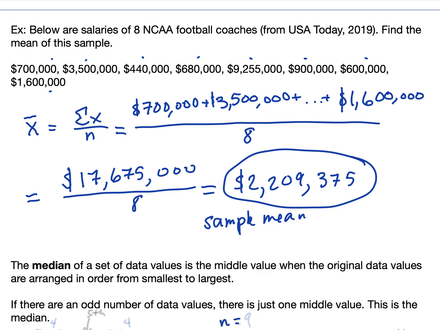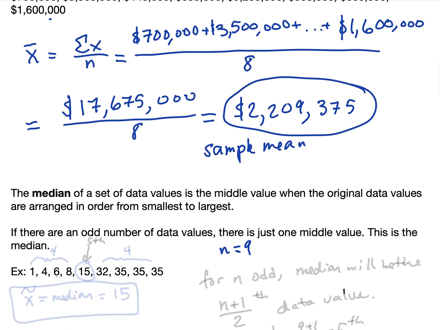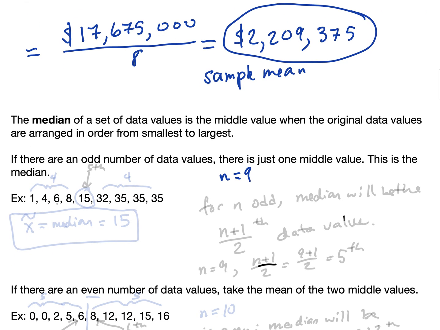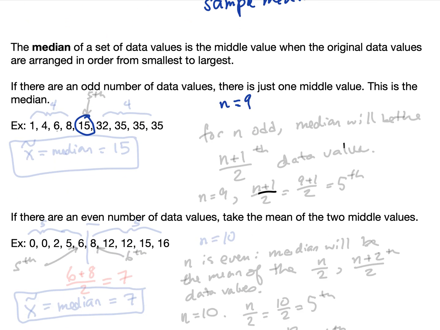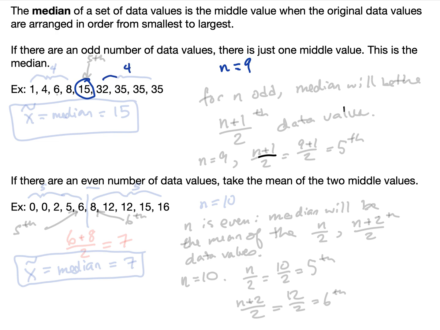N in this case, the sample size, is equal to 9. And so there will be just one middle value. So if you look at 1, 2, 3, 4, 5, the fifth value, we have four values on this side and 4 values on that side. And so that means that the value 15 is in the middle, and our median in this case, which is denoted x with a tilde over it, x tilde, the median for this example, is 15.